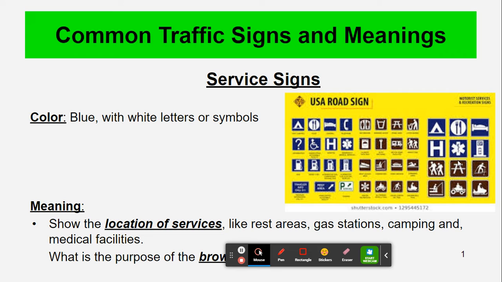Okay, then we have these brown ones, which are the brown and white recreation signs, and they tell you which type of recreations are available in certain places. Okay, so they show where the location of services are. Okay, and if you are in a situation where you need to get to the H, you can follow it.